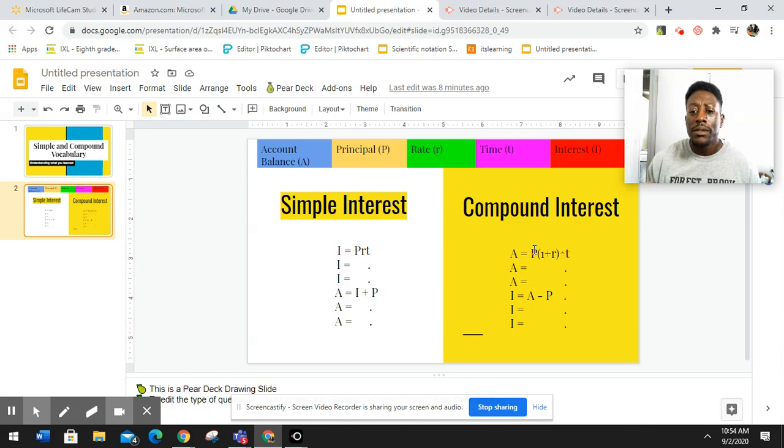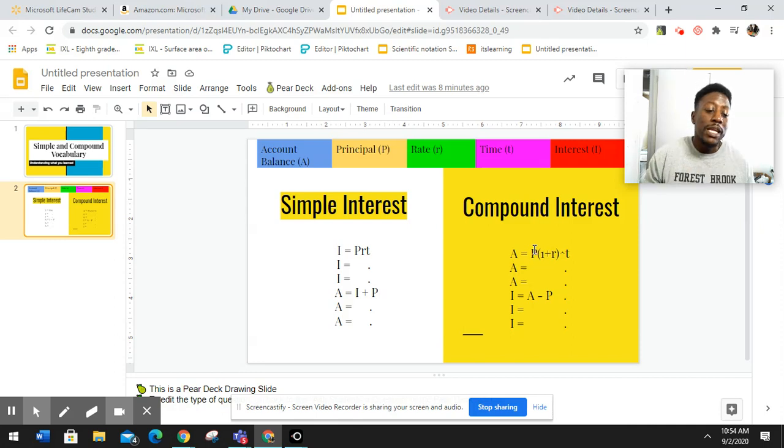So, Miss Chu, like when my mother went to the bank and she invested money in a CD account, what was that like, principal or interest earned? That would actually be your principal because it's the initial deposit. That's also what we call your starting balance or starting point. So that would be your principal.